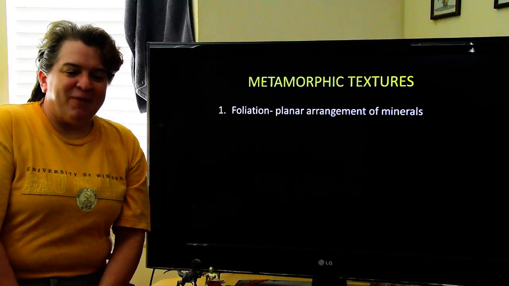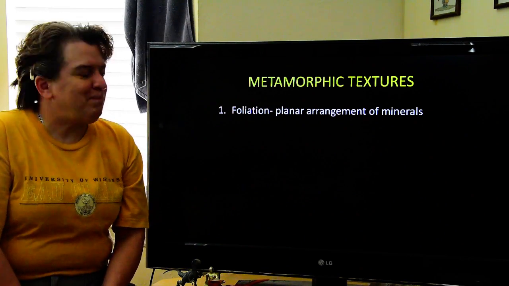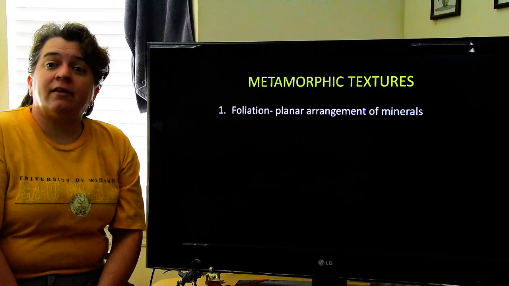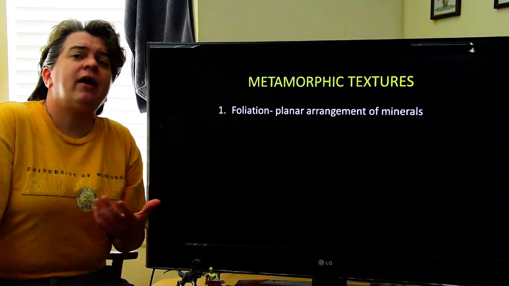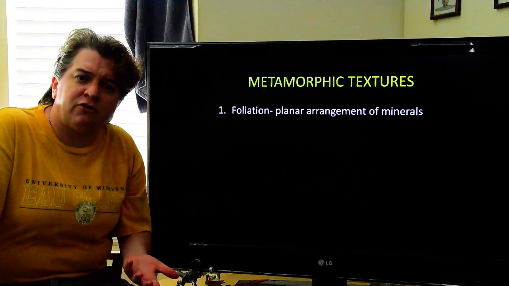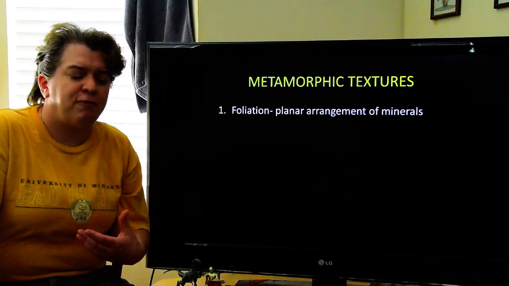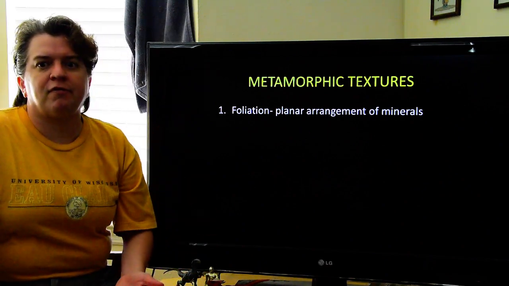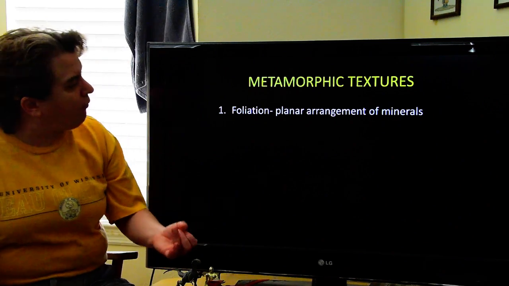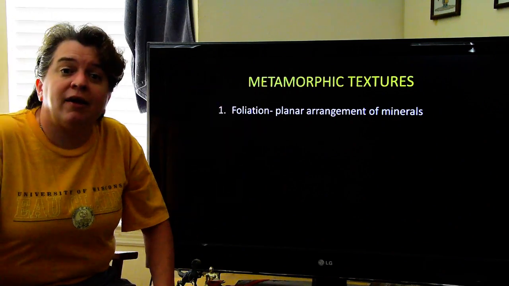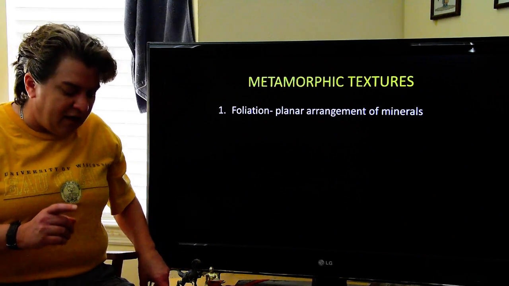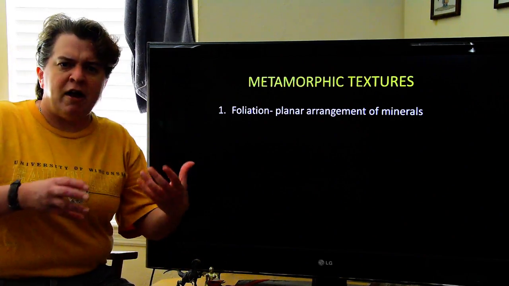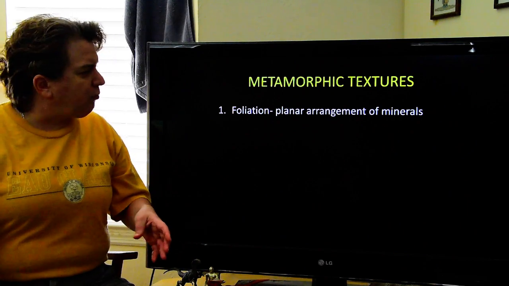All right, so when metamorphic rocks are created, we get different textures, right? We've already talked about how igneous rocks have specific textures that tell you something about how they formed, and sedimentary rocks have certain textures that tell you how they were formed. Well, same thing in metamorphic rocks. Remember when we talk about textures, that's the size, shape, arrangement of the minerals inside the rock?